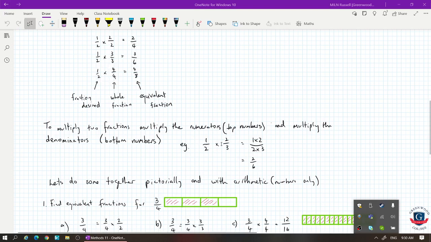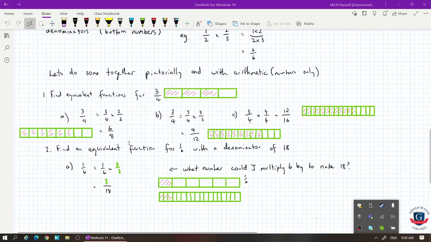So here, a half times 2/3 would be 1 times 2 and 2 times 3 to give us 2 times 6. Now we're going to look at multiplication a little bit more later when we're doing fractions of amounts. But for now, that's why this is working, because all we're actually doing is multiplying. So let's do some pictorial and with arithmetic. And when I'm talking about arithmetic, I'm talking about with numbers only.